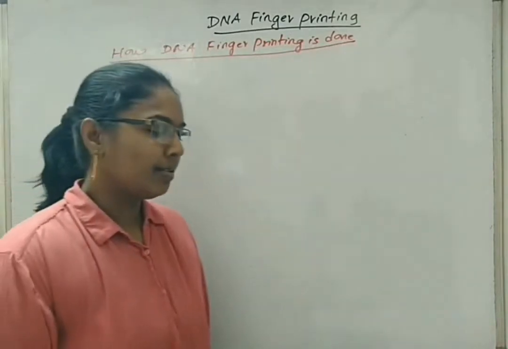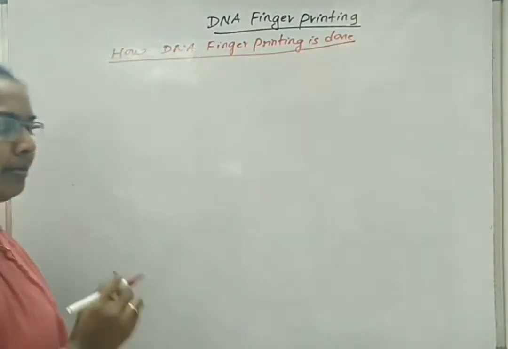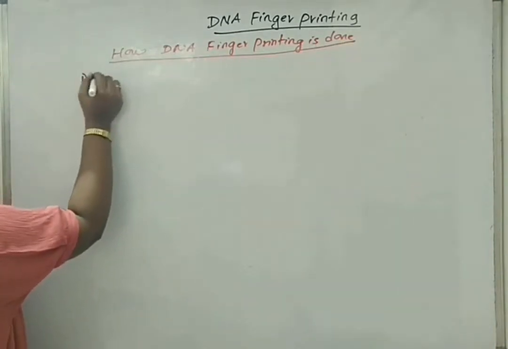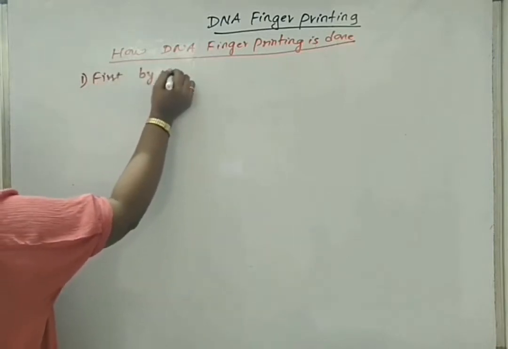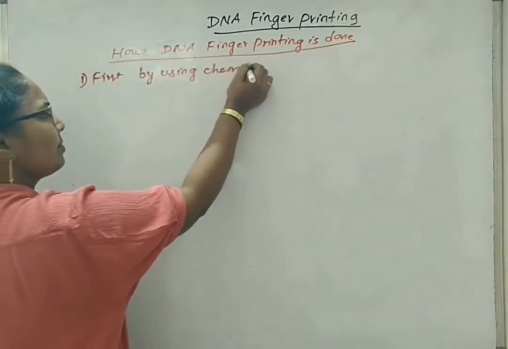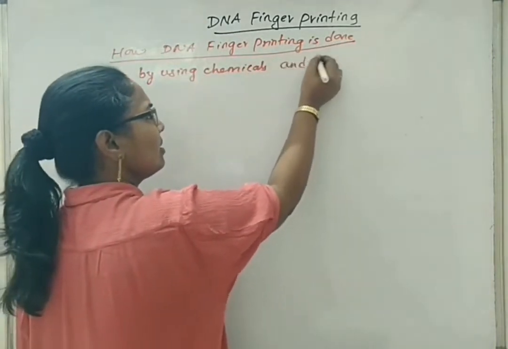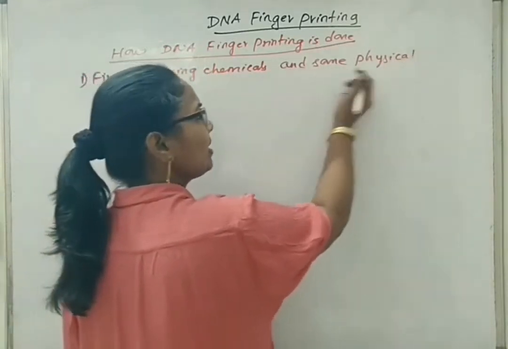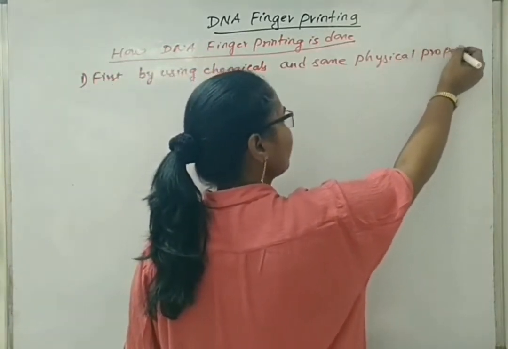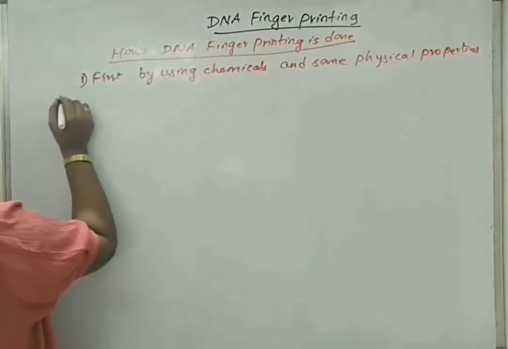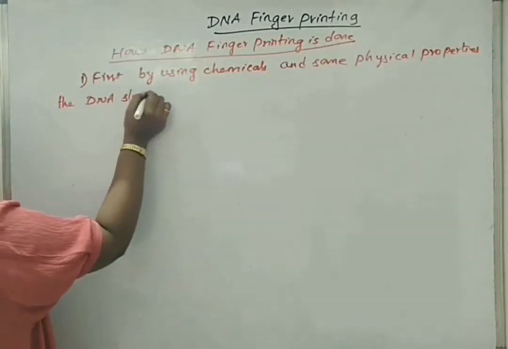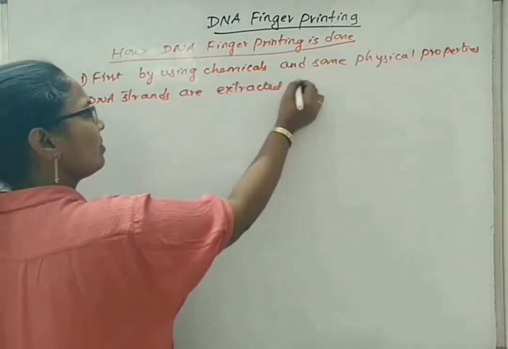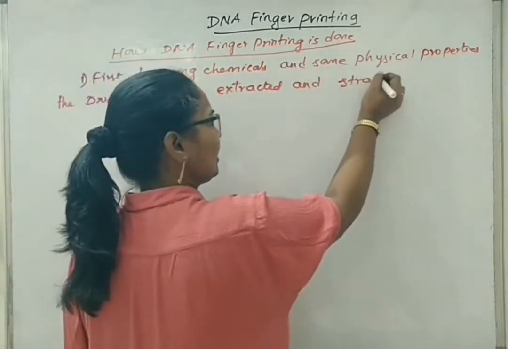By using chemicals to separate the DNA strands and reveal the unique pattern of the genome or the genetic material. So first, by using chemicals and some physical properties. We will elaborate these words, like chemicals and physical properties. The DNA strands are extracted and strands are separated.